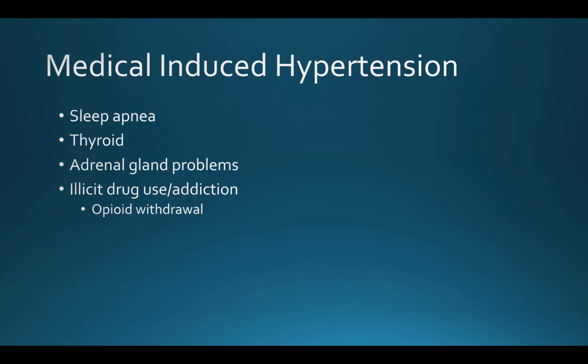Also maybe in withdrawal or illicit drug use, so maybe stimulants like cocaine, things like that can raise blood pressure. And then, opioid withdrawal, benzo withdrawal, you may see some anxiety, some tachycardia, and may see some elevated blood pressure associated with that as well.